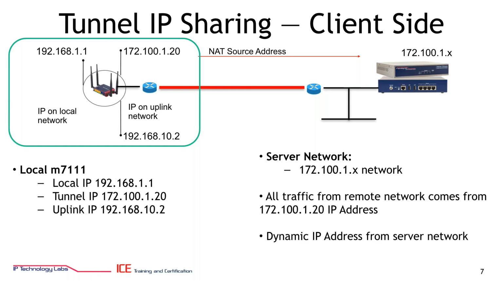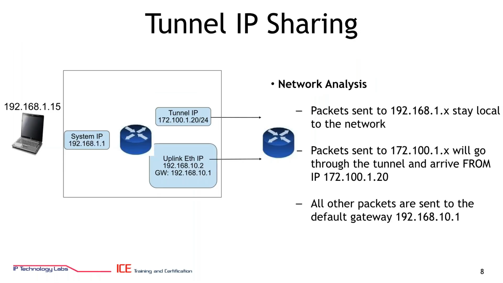So we don't have to set up any routes. The device on the server side receives a packet which to it looks like a local IP address. It receives the packet and responds to it. The packet goes back through the tunnel, goes back through our NAT, the NAT gets reversed, and it goes back to the device that's on this local side.